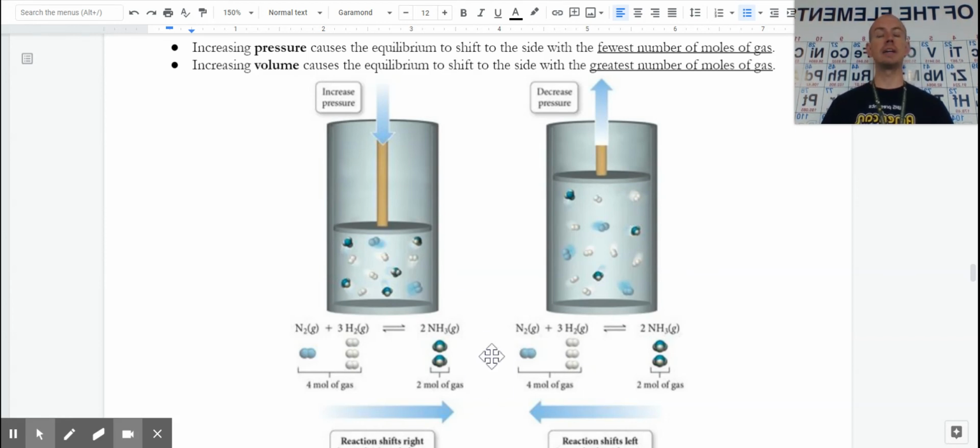But then we also can connect that to what that means for pressure. An increased pressure, that's like a smaller container. We shift to the side with fewer moles of gas. The larger container results in a decreased pressure, and we go to the more moles of gas.